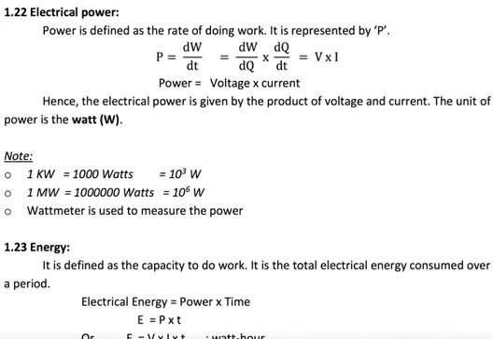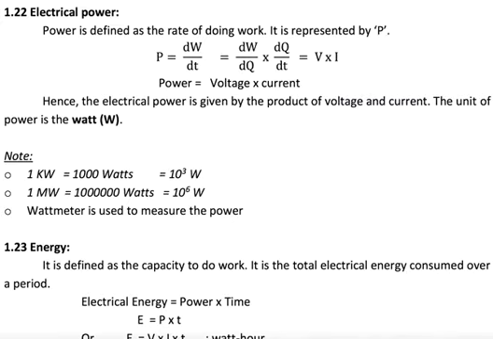Electric power is defined as the rate of doing work. It is represented by P equals dW upon dt. This can be written as dW upon dq into dq upon dt. We know dW upon dq, work done per charge, is nothing but voltage, and dq upon dt, charge upon time, is current. So power is nothing but the product of voltage and current. Hence the electric power is given by the product of voltage and current.